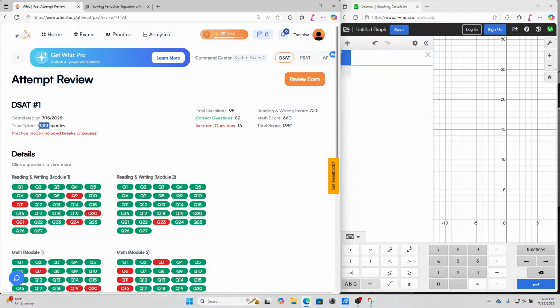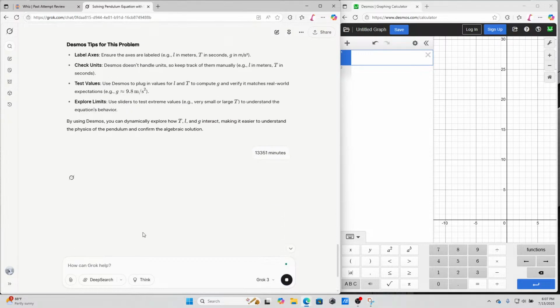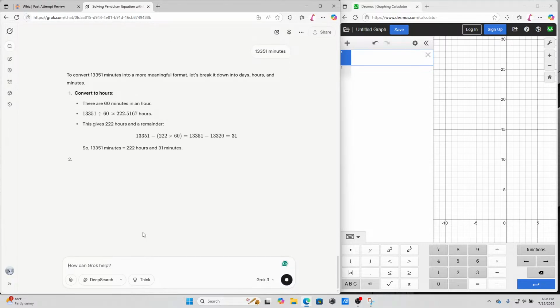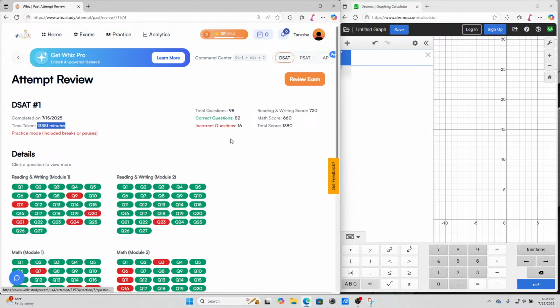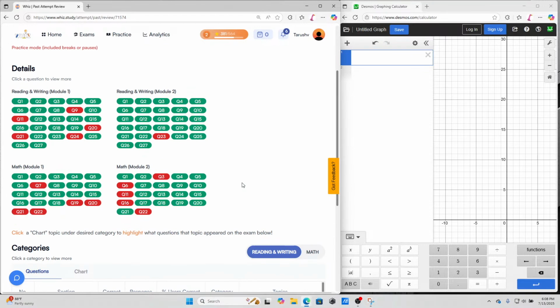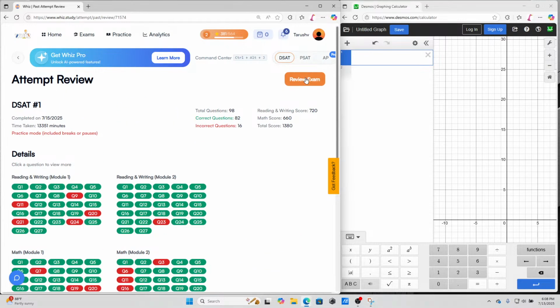Time taken, 13,351 minutes. How long is that? 222 hours. Dang, what's going on here? Okay, so I got those 2 right somehow by guessing. Complete guesses, but I got these 3 wrong. Now let's see if it got anything for me.